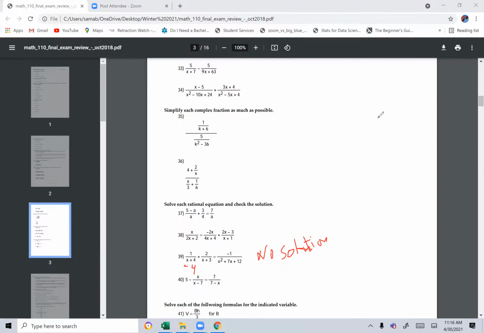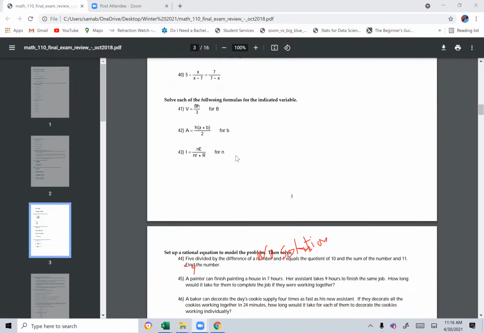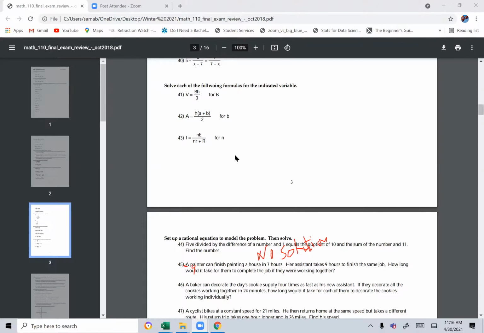All right, let's see the next question. Okay, we're gonna do one of those. Let me solve for B here, just 42. 42. Okay, solve for B. First of all, to solve for B, guys, let's get rid of the 2. So to get rid of the 2, multiply both sides by 2.